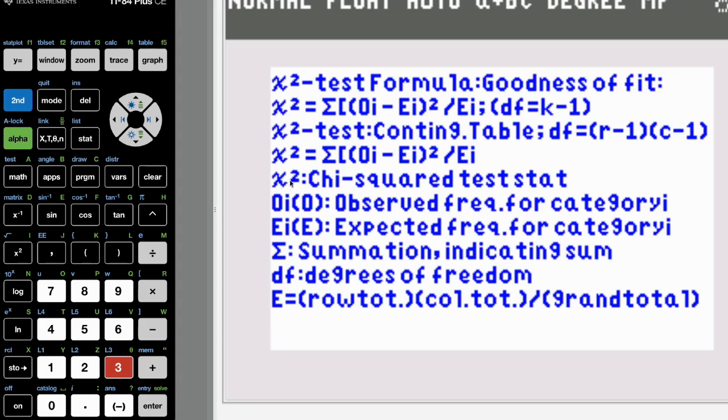Chi-squared, that symbol, looks like an x squared, is the chi-squared test statistic. O sub i, O, is the observed frequency for category i, and E sub i, E, is the expected frequency for category i. So they might have 3 or 4 or 10 or 20 different values, just so you know. So the sigma is a summation indicating sum. That's key for everything in stats. That's sigma, just so you know, that's sum, the capital sigma, that is. And df is also known as degrees of freedom. So E is row total times column total divided by grand total.